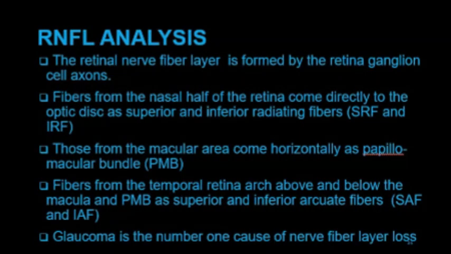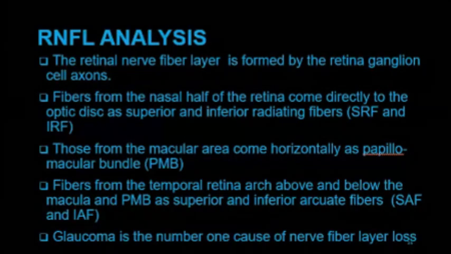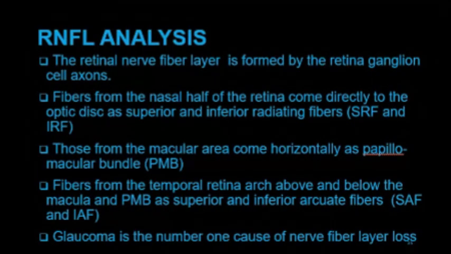So quickly, the retinal nerve fiber layer analysis. The retinal nerve fiber layer is formed by the retinal ganglion cells. If you remember the layers of the retina, the ganglion cells come together to form the retinal nerve fiber layer. Fibers from the nasal half of the retina come directly to the optic disc as superior and inferior radiating fibers, short form SRF and IRF. I will show you a diagram of this after now. Those from the macular area come horizontally as papillomacular bundles, PMB. And fibers from the temporal retina arch above and below the macula and the PMB as superior and inferior arcuate fibers, known as SAF and IAF.